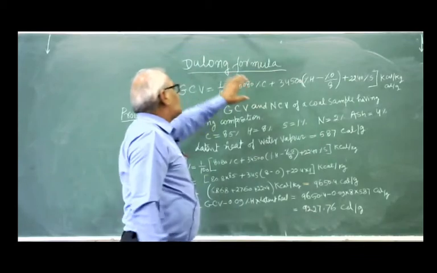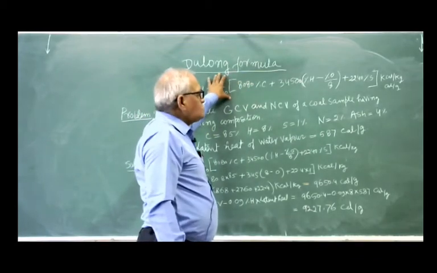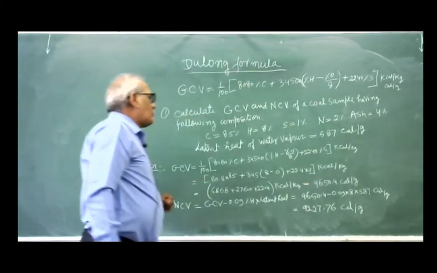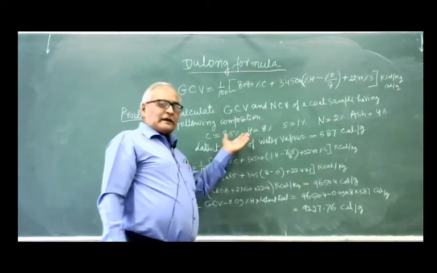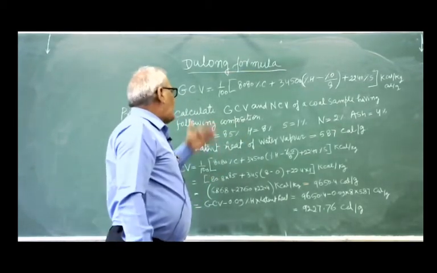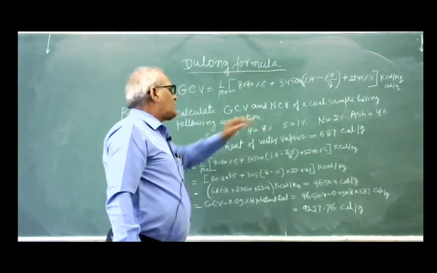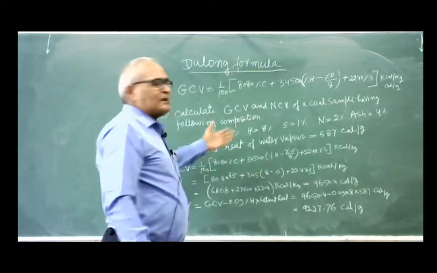So this is the Dulong formula. Now just see, already by coal analysis we know the composition of different elements in the coal.